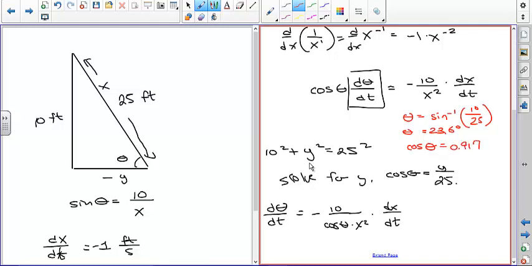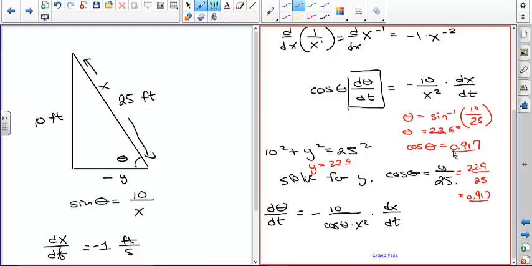The other thing you could do is solve for y here: you get 25 squared minus 10 squared, take the square root. So y is equal to 22.9. And then you could plug it in here. 22.9 divided by 25 is equal to 0.917. Same thing. Of course that's right.